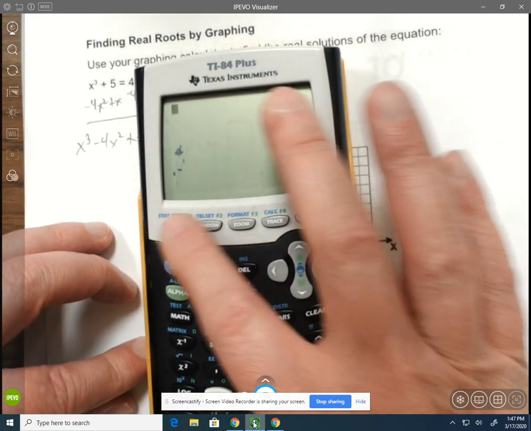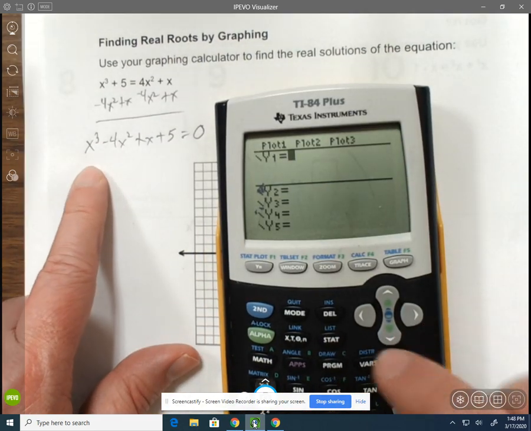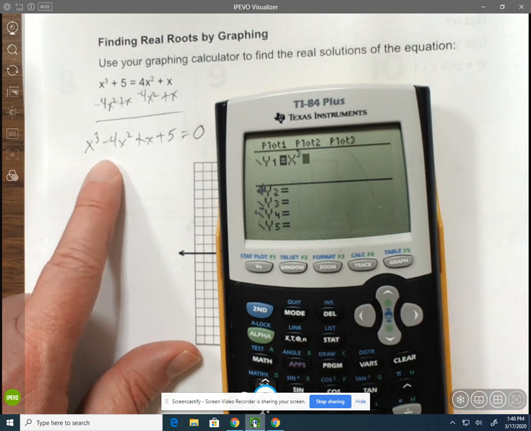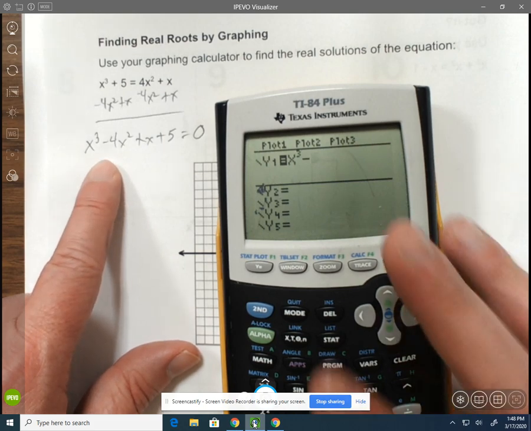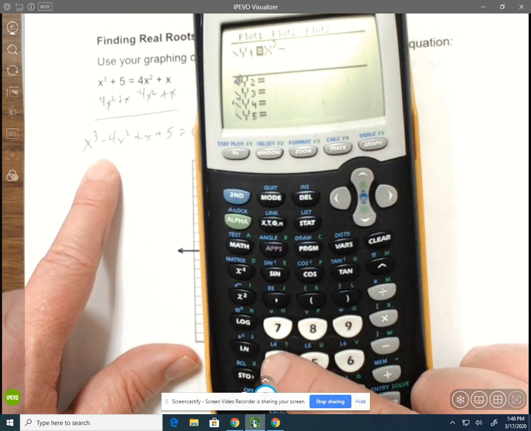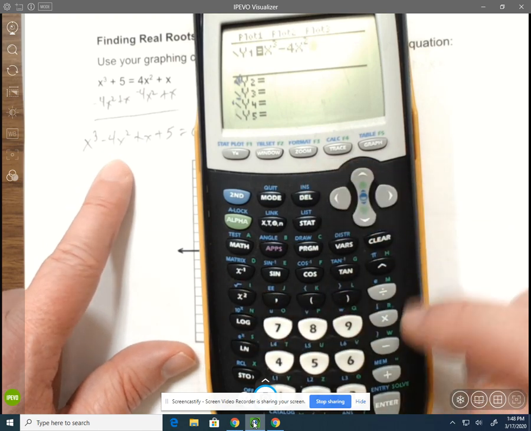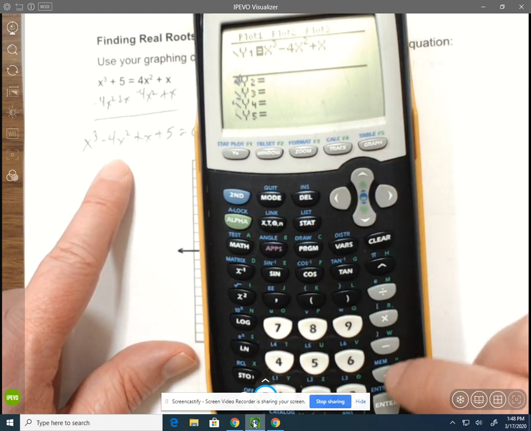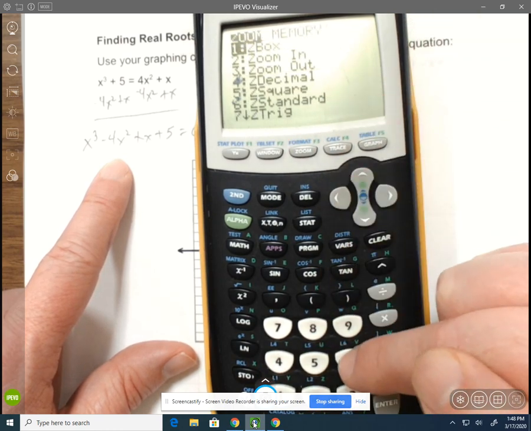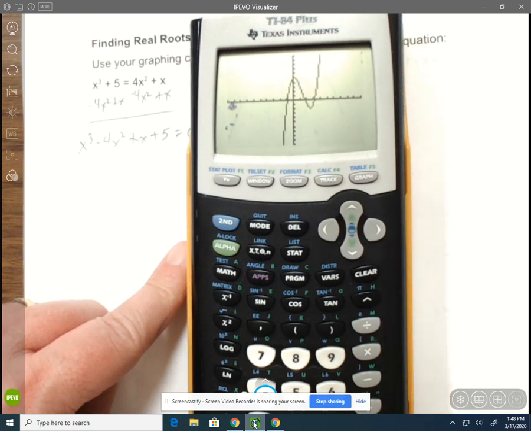So if we grab our calculator, hit y equals, all right, clear off whatever happens to be there. So I'm just going to type this in, x raised to the third. Make sure you use your minus button, not your negative button. So minus 4x squared plus x plus 5. And again, I'm going to just go to zoom 6, zoom standard here, see what this looks like. Oh, it's pretty. All right, I love this.